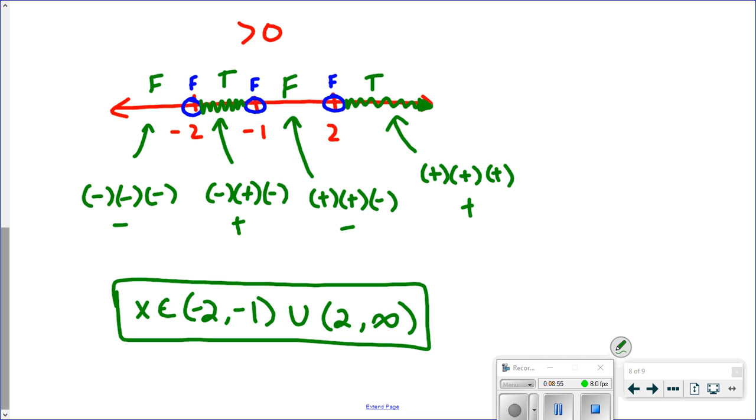Okay. So we're going to do this again. One more example, and this time we'll look at a rational.